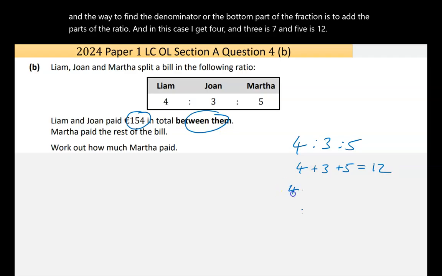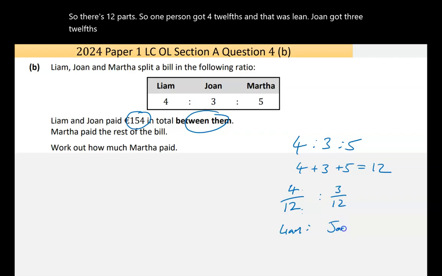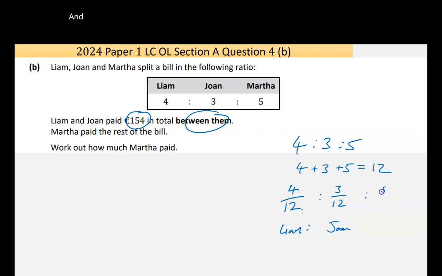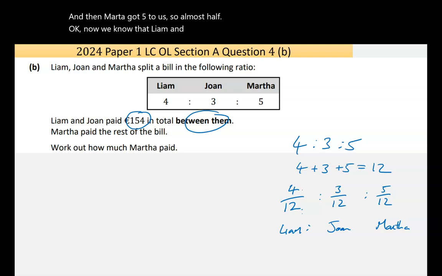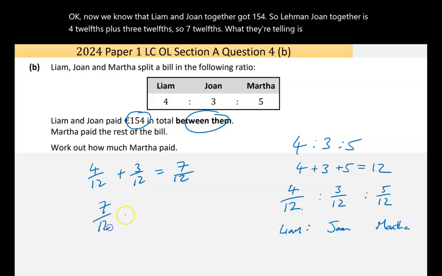So there's 12 parts. One person got 4/12, and that was Liam. Joan got 3/12, and Marta got 5/12, so almost half. Now we know that Liam and Joan together got 154. So Liam and Joan together is 4/12 plus 3/12, so 7/12. What they're telling us is 7/12 is equal to 154.